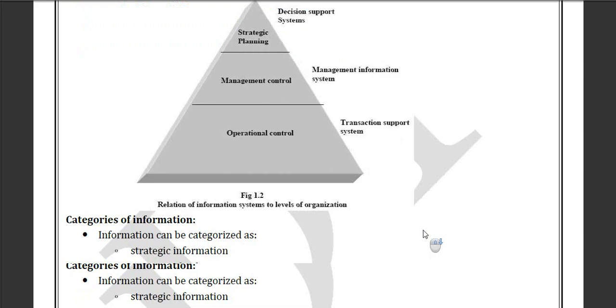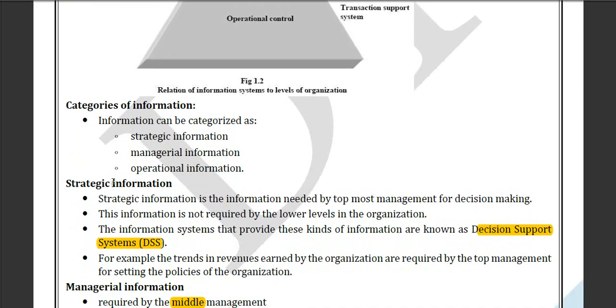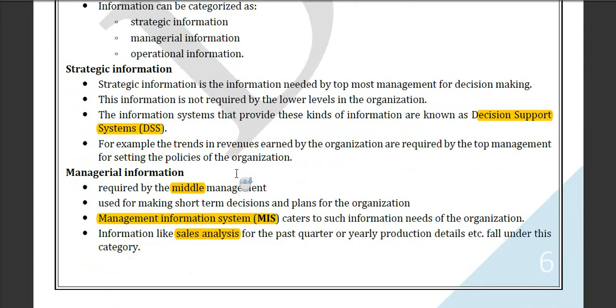Now moving on to the next category of information, there is strategic information, which is the high level, then managerial information, which is the mid level, and the operational information, which is the low level. Here are some points written on strategic information. Here the most important thing is that this decision can be changed easily by the owners. So this is decision support system, which is DSS.